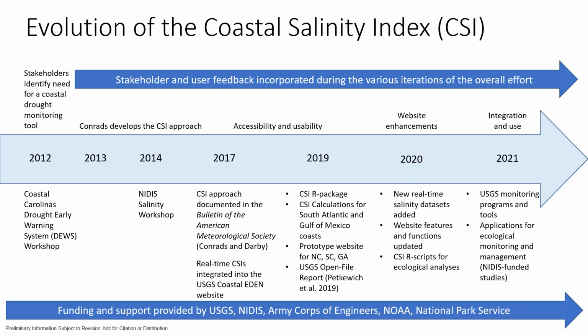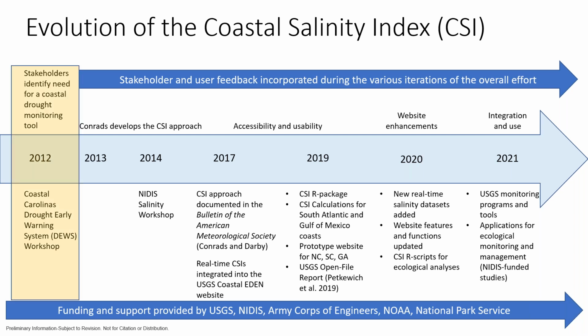The Coastal Salinity Index, also called the CSI, has evolved over the past 9 years. I won't be able to get into all the details of this slide, but we'll just use it to broadly define the milestones of CSI accomplishments, such as the motivation for a unique drought index conceptualized at the 2012 Coastal Carolinas Drought Early Warning System workshop.